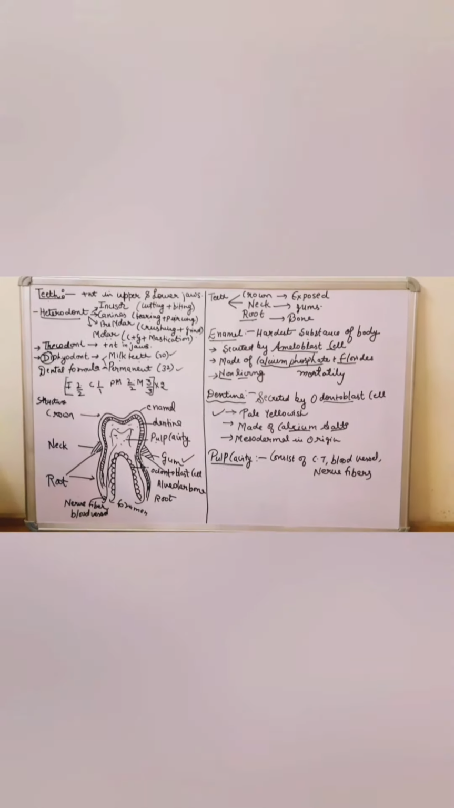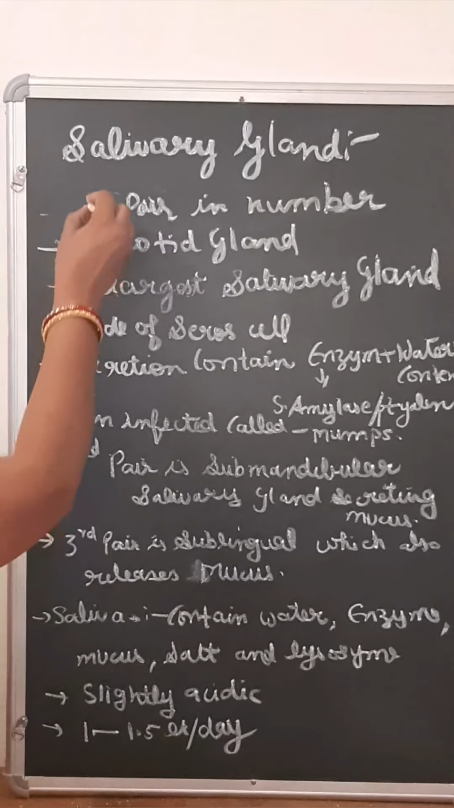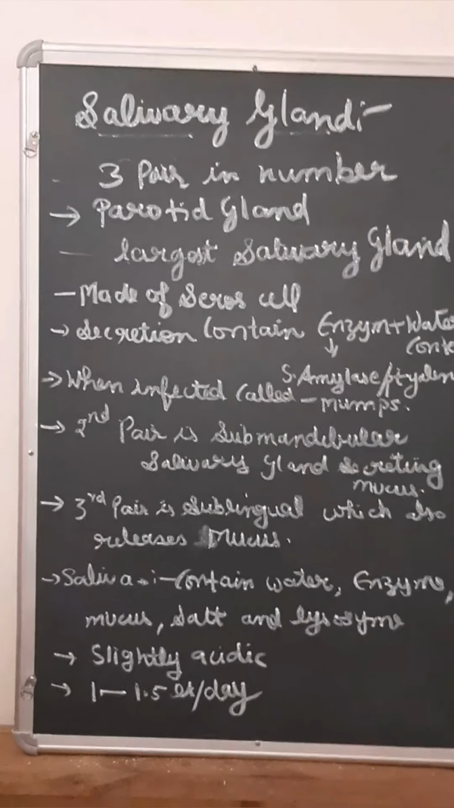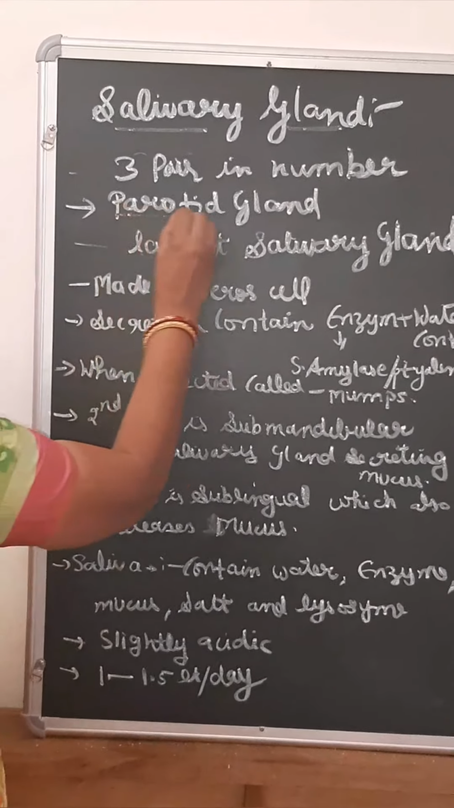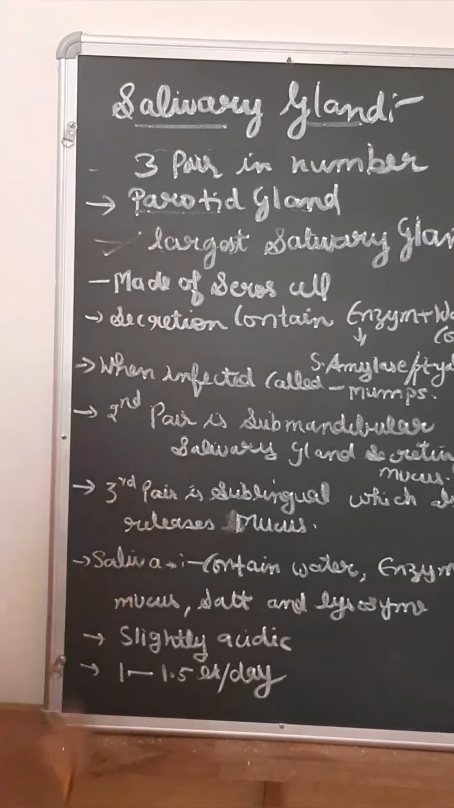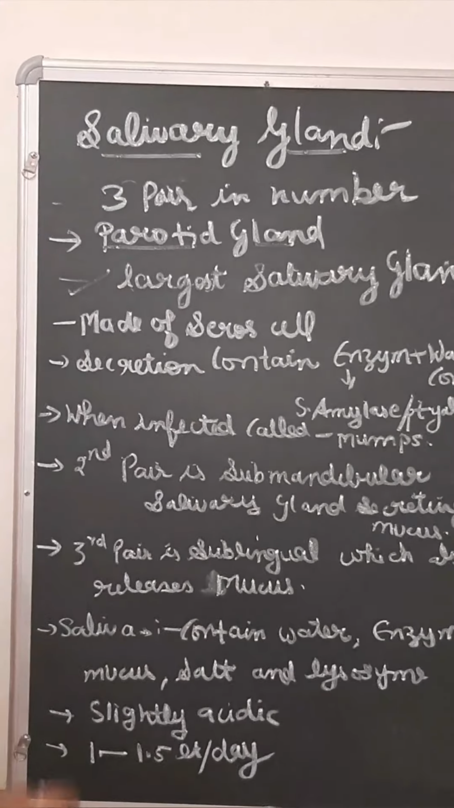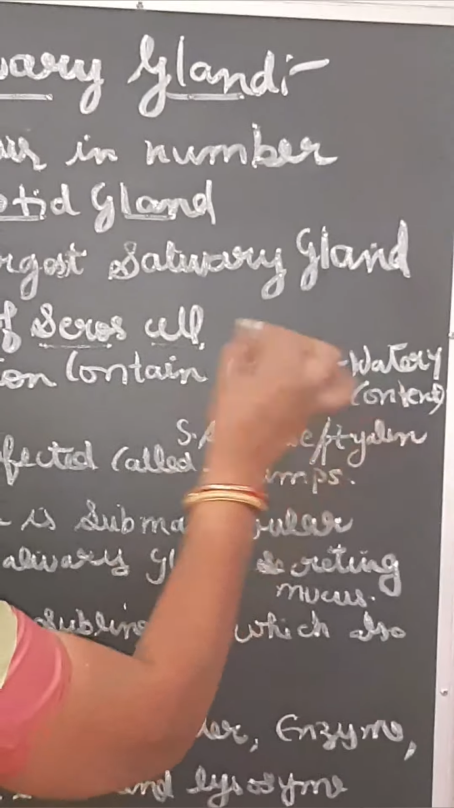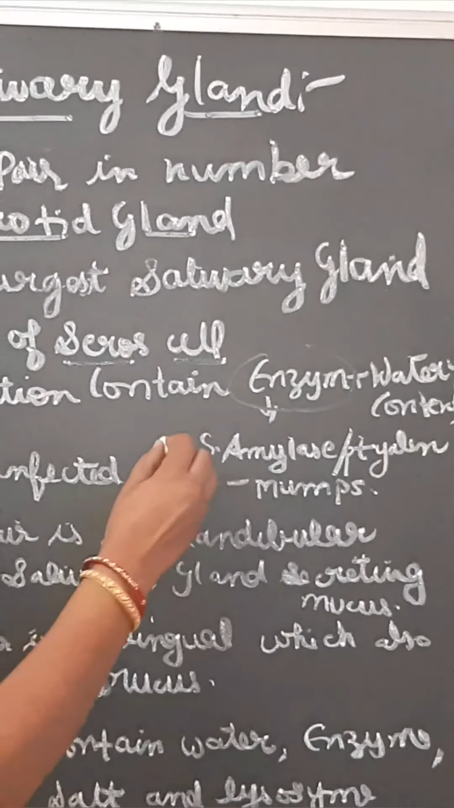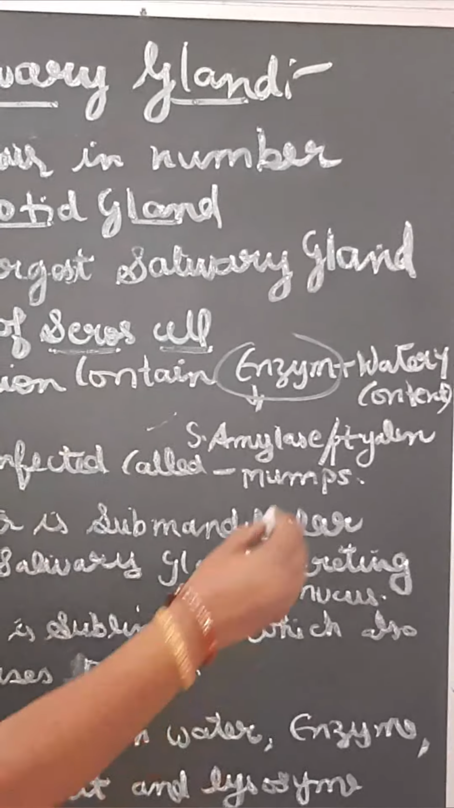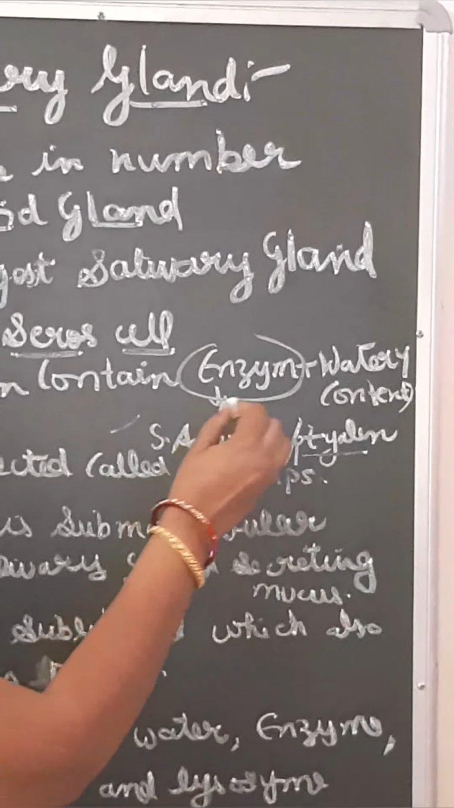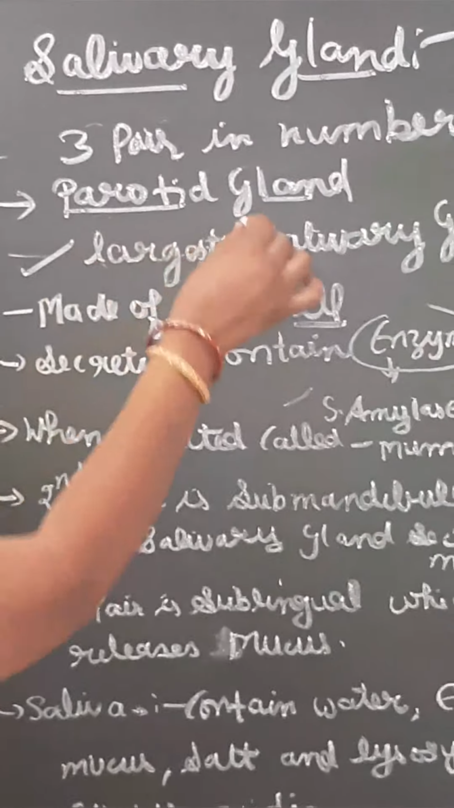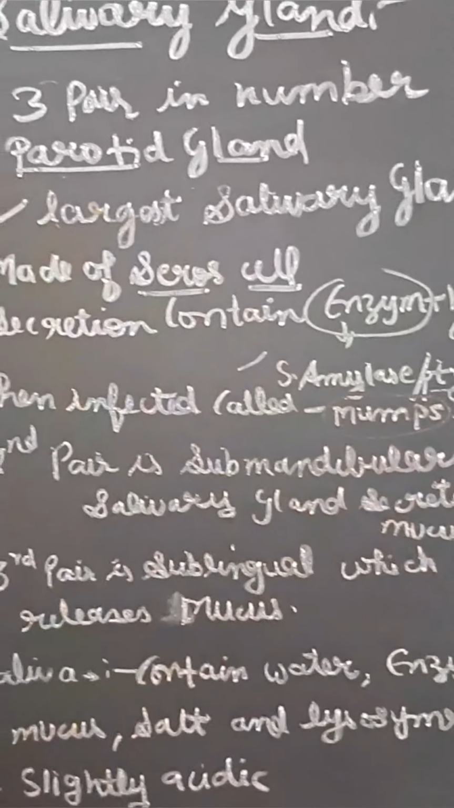Thus we have studied the different parts. The next part of the buccal cavity is the salivary gland. Salivary glands are 3 paired in number. The first is the parotid gland. The parotid gland is the largest salivary gland. It is made up of serous cells. Its secretion contains an important thing, that is enzyme. The enzyme is salivary amylase, also known as ptyalin. Along with this, it also releases some watery content. When infected, the parotid gland results in a disease known as mumps.